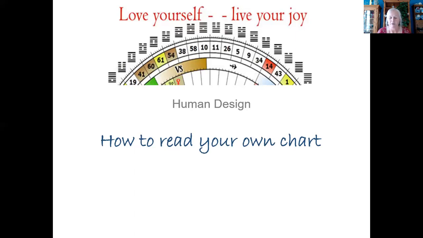So this is what I'm aiming to do here, to give you a guide as to how to put those pieces together for yourself. Because otherwise it's a little bit like somebody giving you a piece of a jigsaw puzzle, but you've got no idea what the picture is on the box, so you've got no idea where to put it. This hopefully will show you the logical framework that is a Human Design chart, so that you can begin to do that for yourself.